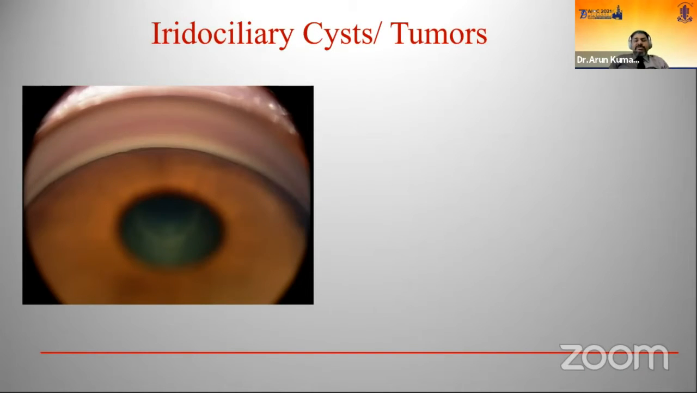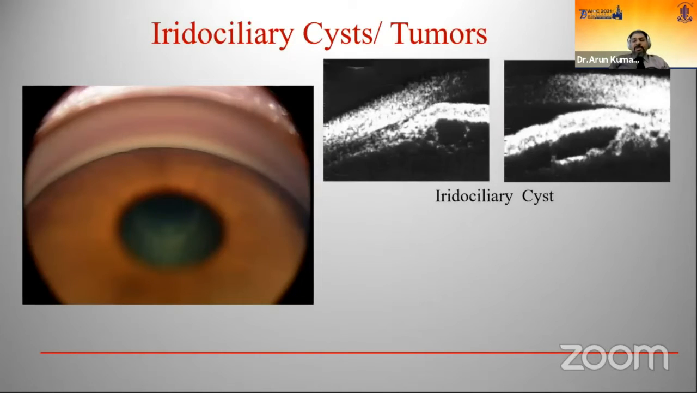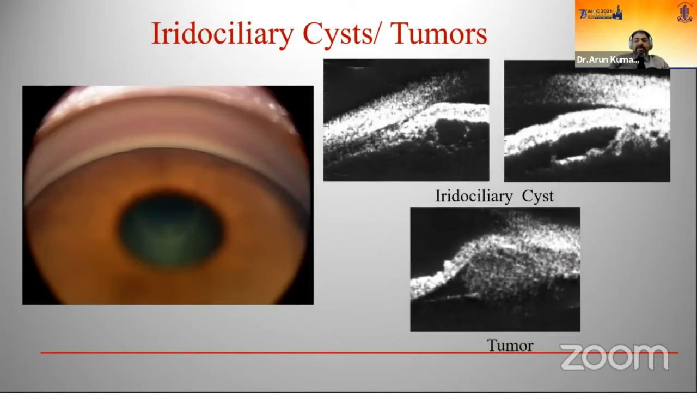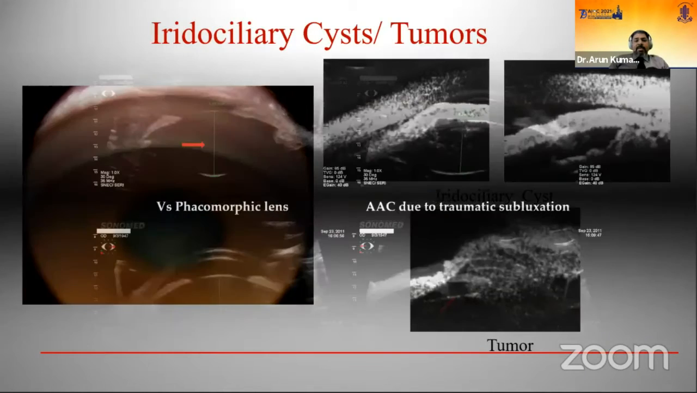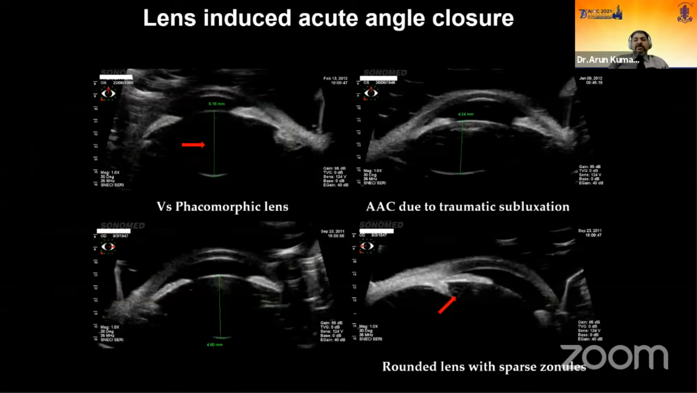a situation such as this, iridociliary cysts can be pretty challenging to diagnose, and a UBM makes it easier. However, rare diagnoses such as iridociliary tumor are something that only the UBM can give you. In terms of a clinical scenario like this, the clinical diagnosis is fairly straightforward when it's a lens-induced angle closure. However, the UBM adds additional information such as zonular status, and that helps you plan your surgery better, plan the approach better, and eventually have a better outcome.